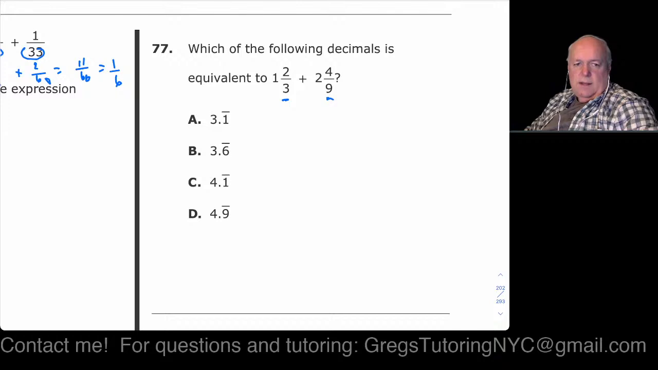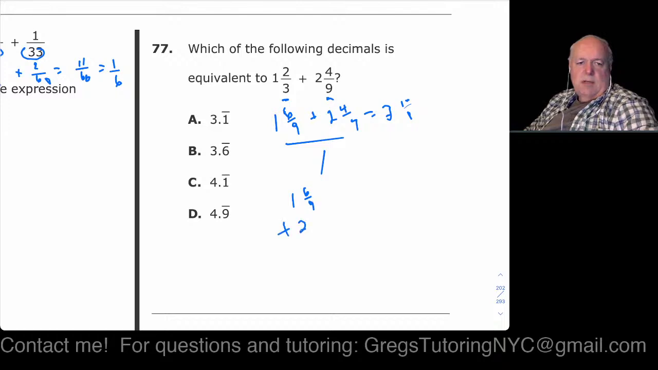This is 1 and 6/9. Just let me make sure I do that. I have dyslexia, so I have to double check all numbers that I'm seeing. Right, so we get 1 and 6/9 plus 2 and 4/9, and that's equal to 3 and 10/9. Okay, and if we wanted to, we could have done 1 and 6/9 plus 2 and 4/9. We would still get 3 and 10/9.